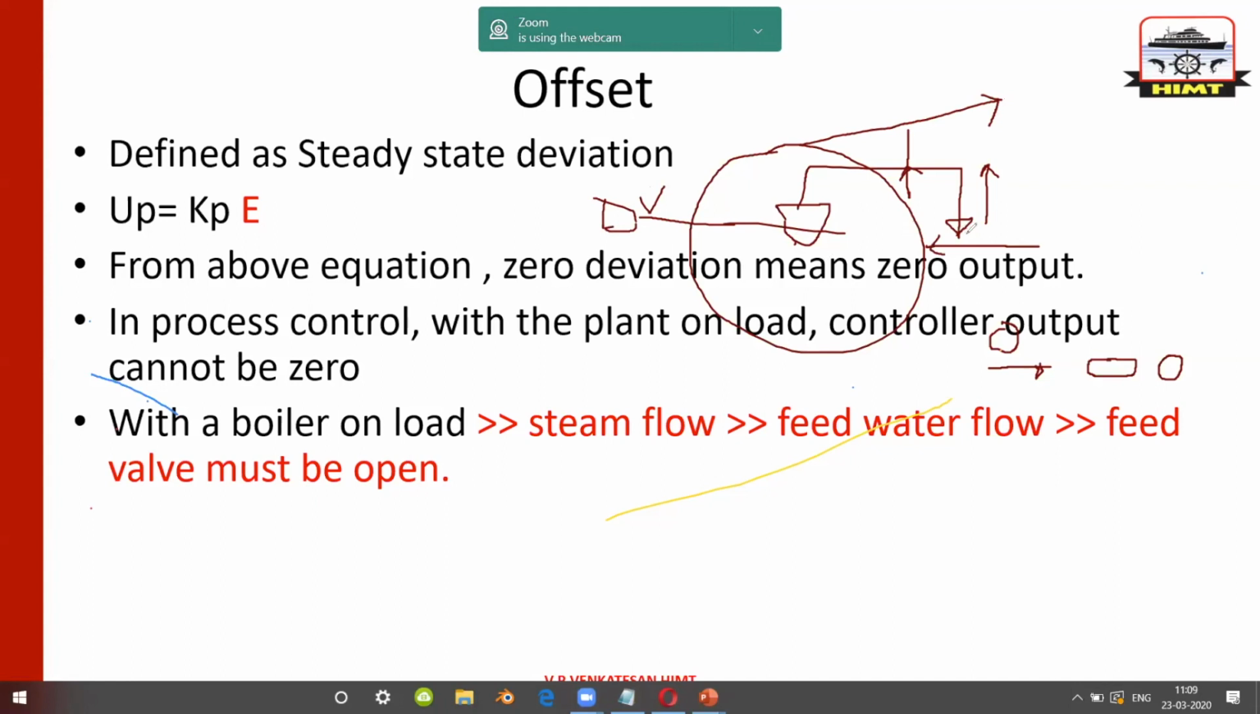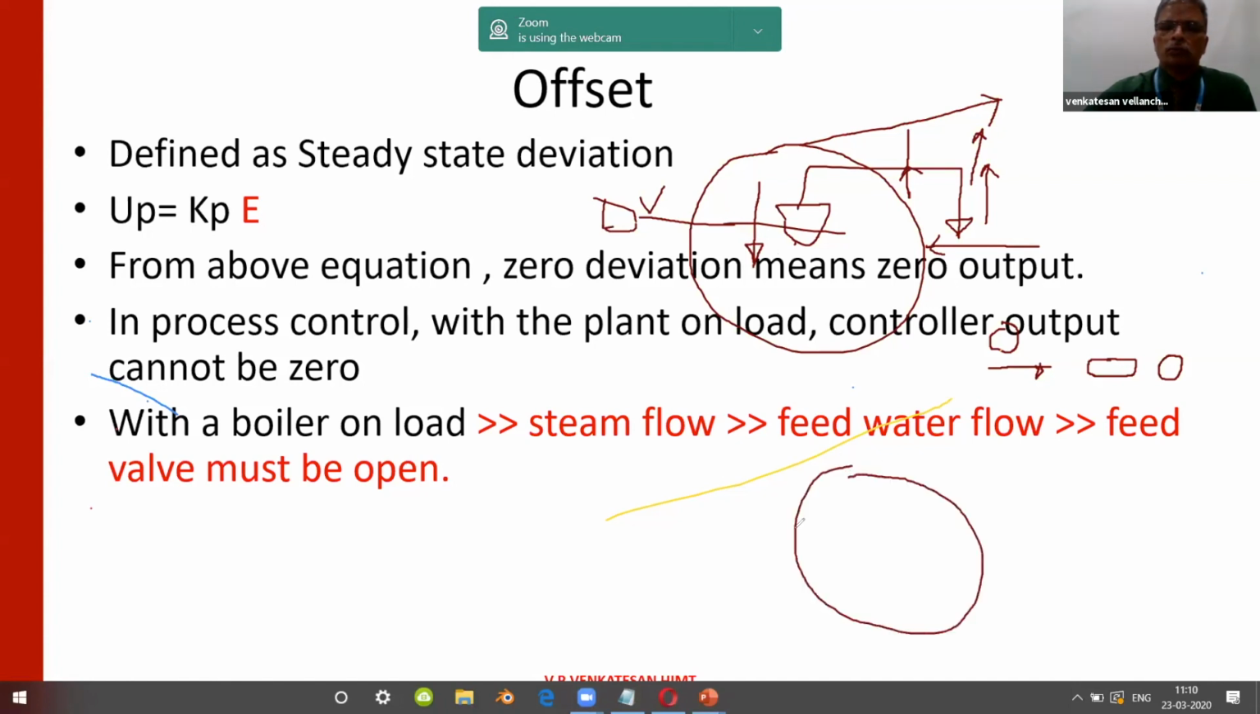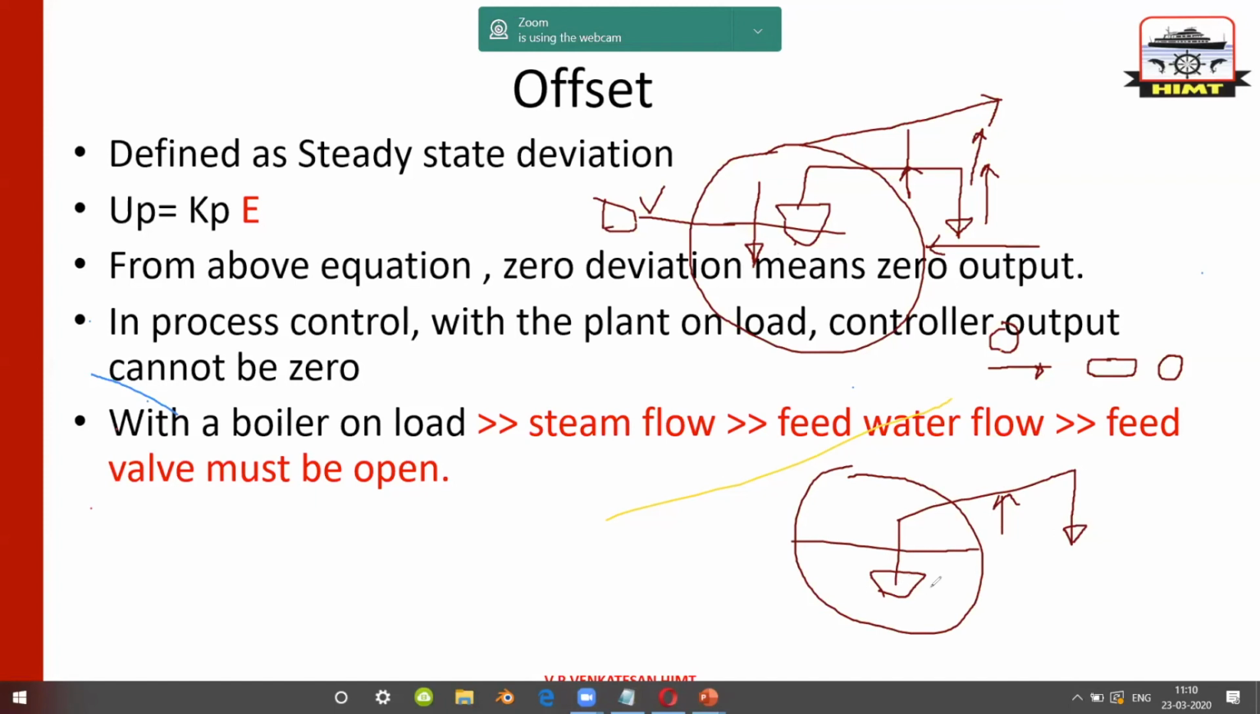Then how will the valve open more? If you look at the diagram, you can make out how. Only if the float goes down more. The float has to go down, and the float has to stay down. Only then the valve will open more. So if you want more output, more deviation will come in proportional control. That is unavoidable in proportional control. It has got nothing to do with the band.